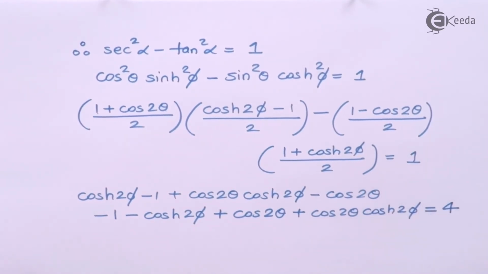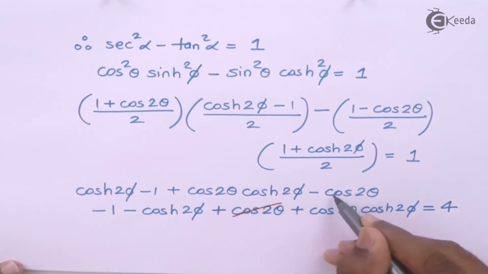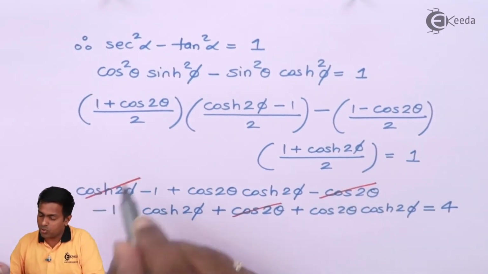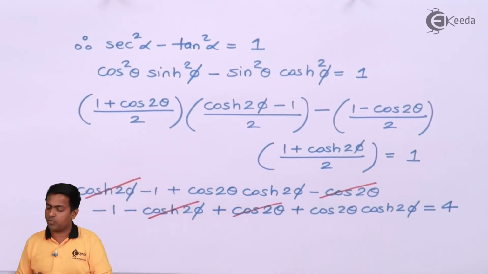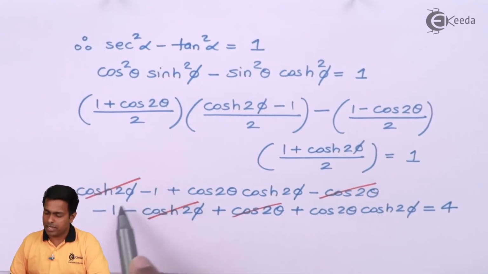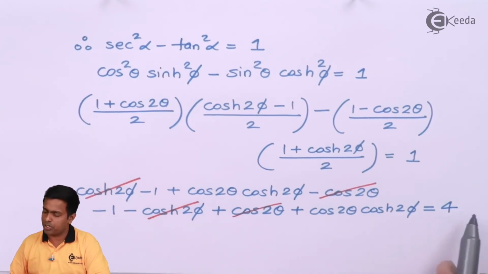Now we'll cancel the terms which are opposite in sign. So here cos 2 theta and minus cos 2 theta will be cancelled. Next we have hyperbolic cos 2 phi and negative hyperbolic cos 2 phi, that is cancelled. Next we'll write down the remaining terms. This minus 1 and minus 1, that is minus 2, we'll shift to the right hand side, so that will become plus 2. So 4 plus 2 will be 6.